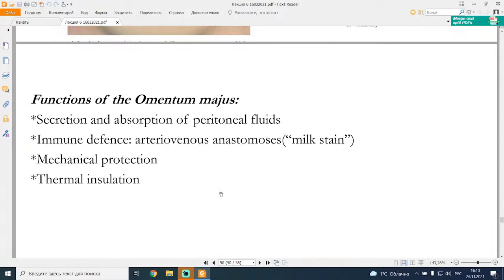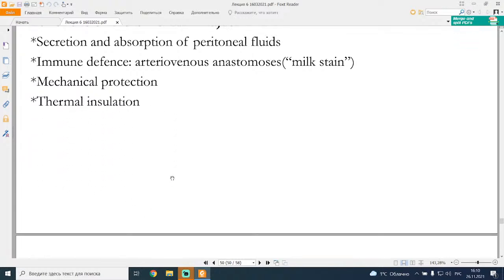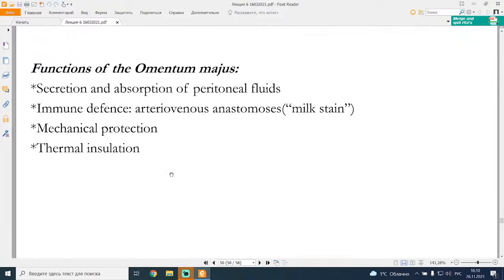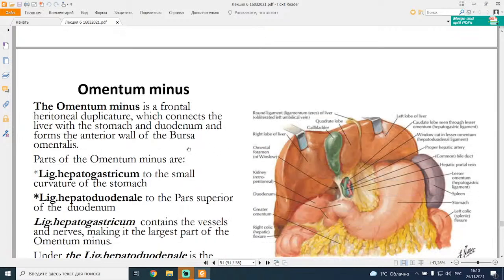Functions of omentum majus: secretion and absorption of peritoneal fluids, immune defense, arteriovenous anastomosis and mechanical protection, thermal insulation. Omentum minus.